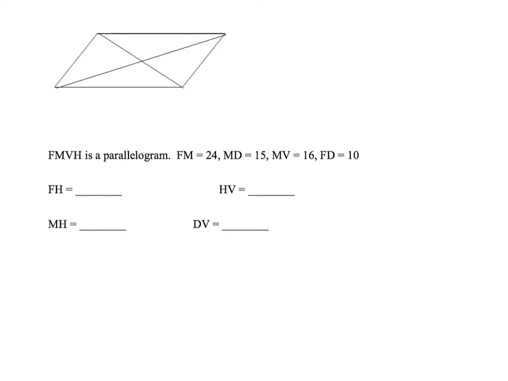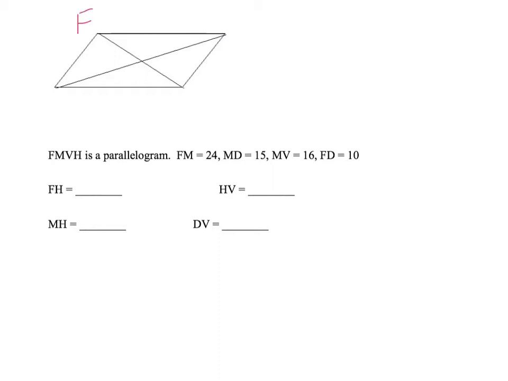So if we utilize those properties, what we want to do here is take a look at the parallelogram FMVH, and they tell me it is indeed a parallelogram. The other thing they tell me is that FM is 24, MD is 15, MV is 16, and FD is 10. The only problem I'm going to have with this is you do not see any letters on the diagram, so I need to fill those in.